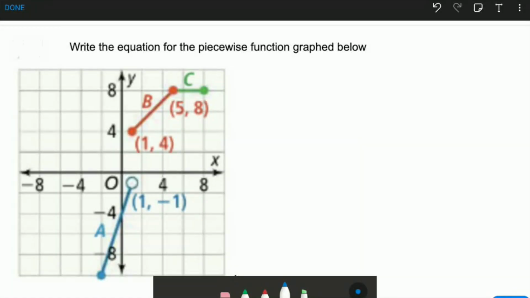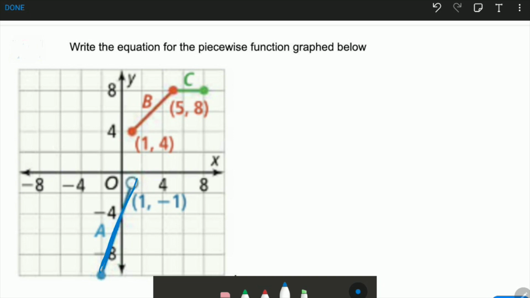Okay, in this video, we're going to be writing this equation for the piecewise function here. So we have three different pieces. It's pretty obvious with the three different colors. If it is not so obvious, you may want to just trace over the functions with different colors just to make it stand out.